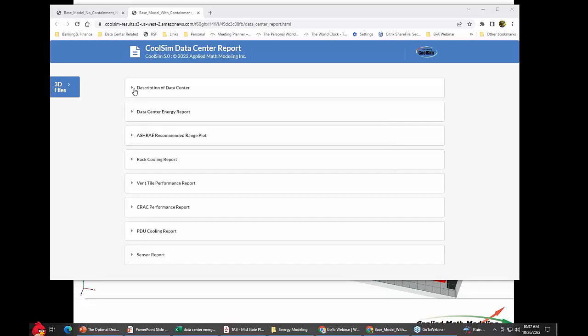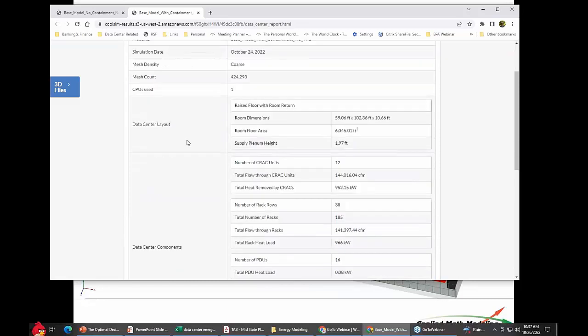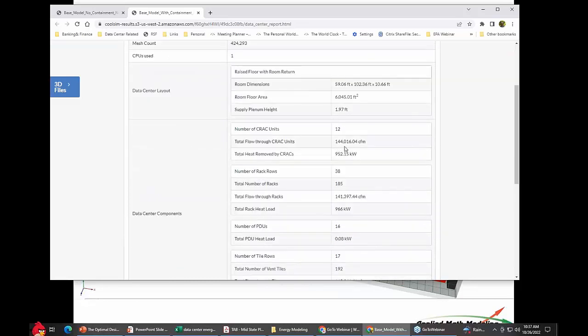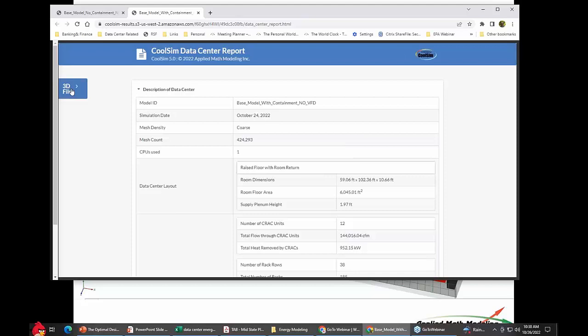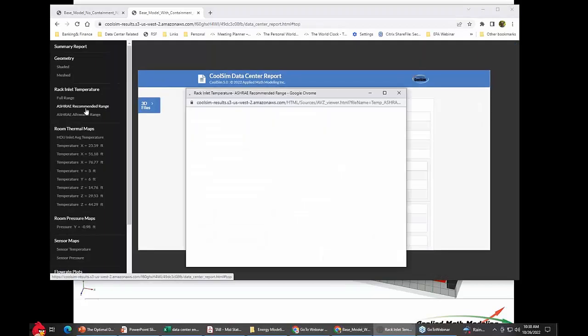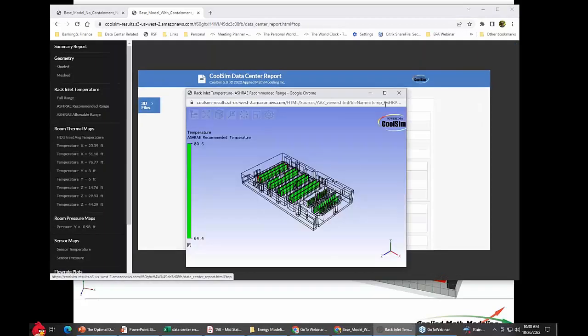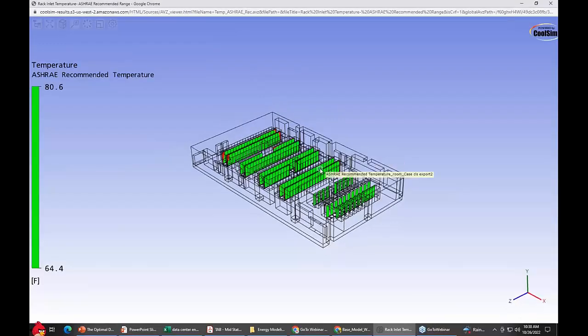So again, the description of the data center is pretty much the same, except we've dropped the total flow through the racks down to 144. And you see the rack requirement is 141. So we're getting really close. That means RTI is going to be closer to 100% right there. And if I go over here again and take a look at our ASHRAE recommended conformance plot, we're doing pretty good now. Now this shouldn't surprise us.